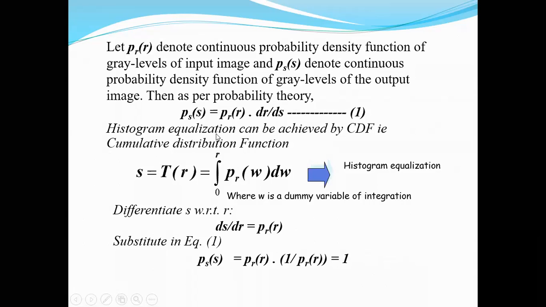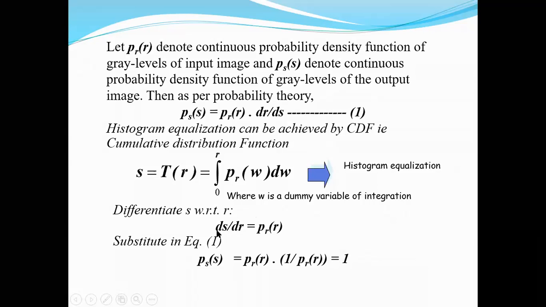Now to prove that this gives us histogram equalization, let us first differentiate this equation with respect to R. On this side we will get dS by dR, and differentiation followed by integration means your integration is cancelled and you will simply get P_R(R) on the right side. So we differentiate S with respect to R on both sides of this equation, and we get dS by dR is equal to P_R(R).